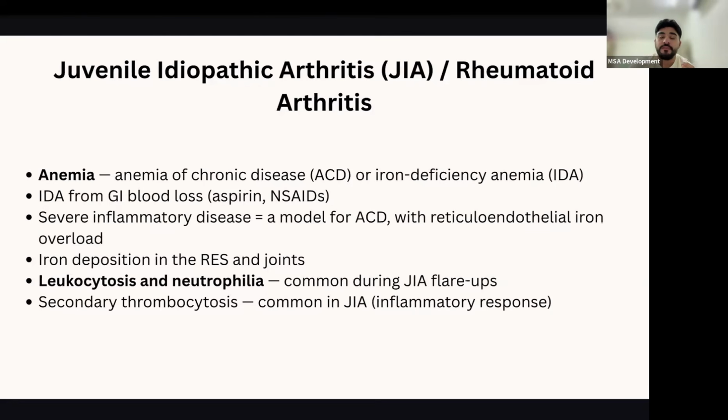So they could develop iron deficiency anemia due to GI blood loss. They could have iron deposition in their macrophages in the reticuloendothelial system, in the joints as well. They could have leukocytosis and neutrophilia during flare-ups. These are very common, and a question would come from here. I think they're probably going to put it in an anemia of chronic disease, or probably they're going to tell you that they're taking these sort of medications. What do you expect? Iron deficiency anemia, inshallah.